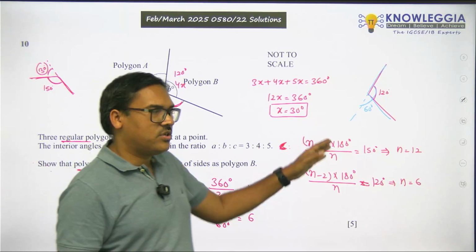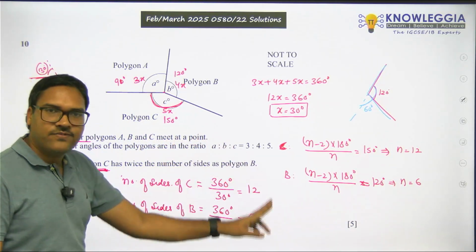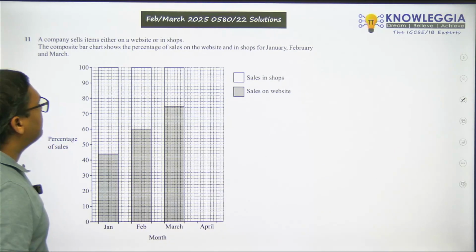So we can use this also to get this, but this will be a little calculated process. So this is the best way to find the number of sides of a polygon. Okay, so now let's move to the next question.